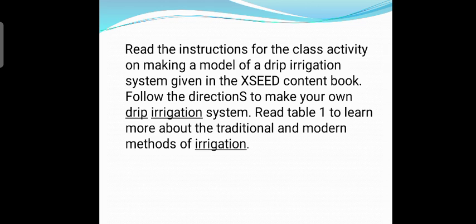Let's see. For performing the activity, you have to read the instructions for the class activity on making a model of a drip irrigation system given in the Exceed content book. Follow all the directions to make your own drip irrigation system. And after performance of the activity, read table 1 to learn more about the traditional and modern methods of irrigation. For performance of the activity and for reading this section from the content book, you can pause your video, and after completion of all this, again resume the video.